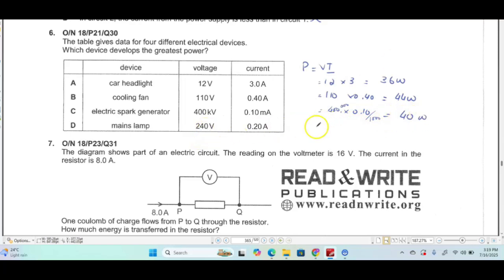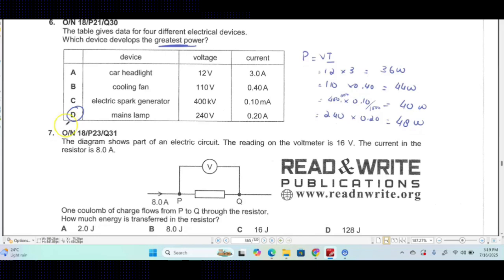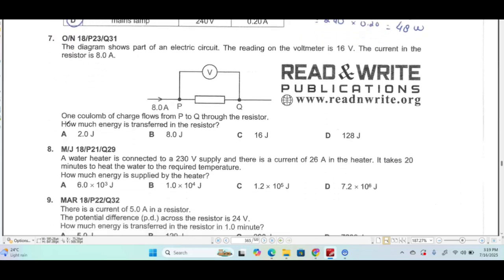Now, this is 240 volts and this is 0.20 amperes, so we will multiply them like this, and we'll get our power to be 48 watts. So it required us to give the device with the greatest power. So D is going to be our correct option. Okay? Okay, question number 7.